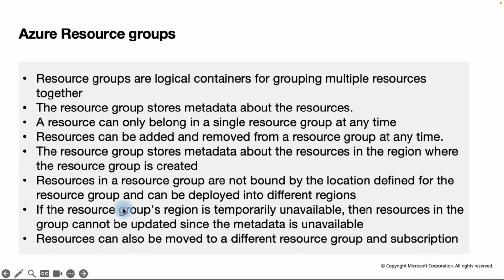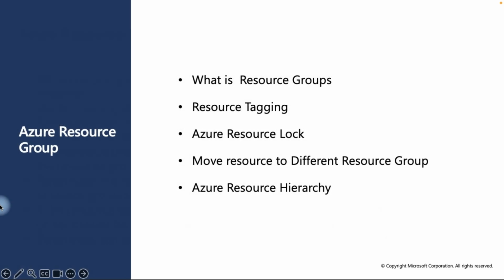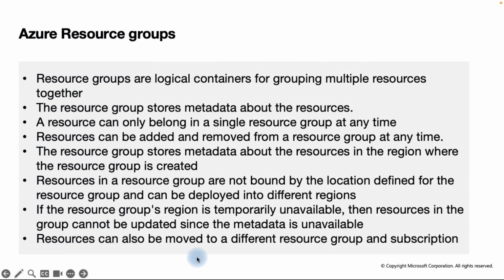So if the resource group region is unavailable, at that time the metadata cannot be updated, because the resource group is saved as metadata. So the resource is not updated in the resource group, but the resource itself is not affected in any way. A resource can also be moved to a different resource group and subscription. I already informed you that a resource can be moved to a different resource group and subscription. So I think you can understand the Azure resource group.